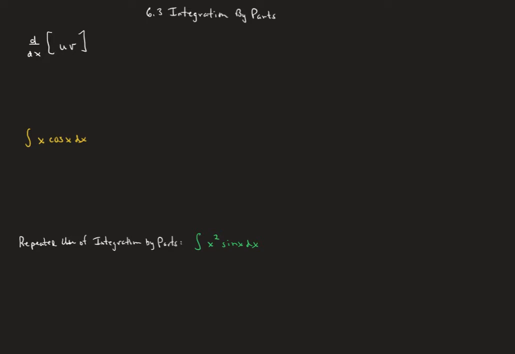We're going to talk about section 6.3, integration by parts. We talked about this some last year, but it was not an AB topic, so you wouldn't have seen it on the AP exam, but it is a BC topic, so you will definitely see it on your exam this year. So first, let's explore where it comes from.